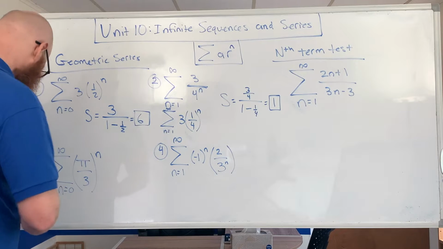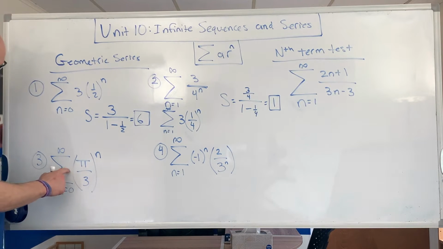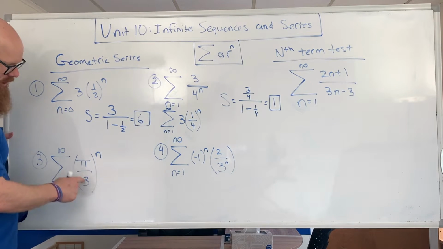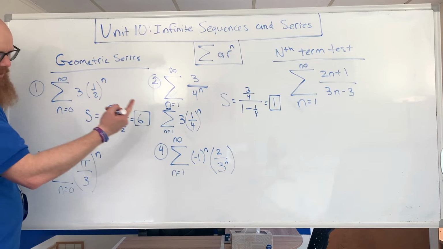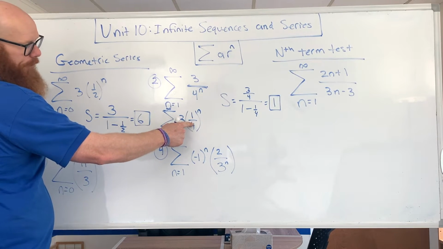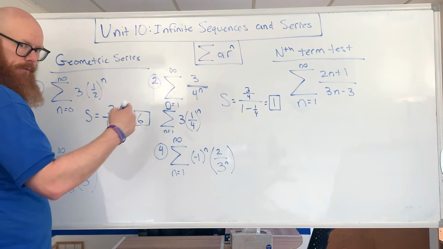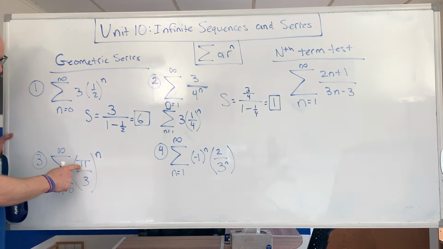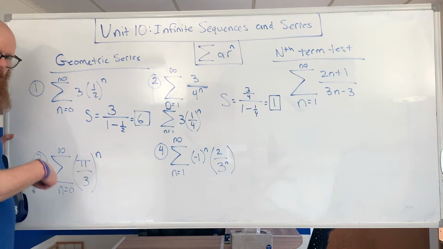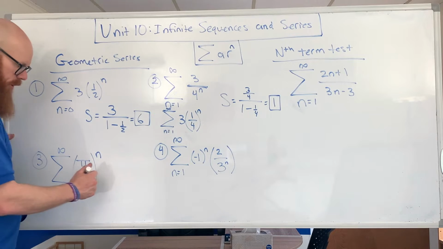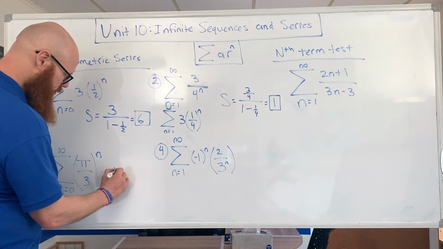All right, number 3. This one doesn't have a term here, but that doesn't really matter. This is our common ratio, and something I just took for granted here and didn't mention was that the 1/4 was between -1 and 1, so we go ahead with the formula because it converges. But this one, pi is bigger than 3.14. When you divide it by 3, you're going to get a number bigger than 1. So this one just diverges.